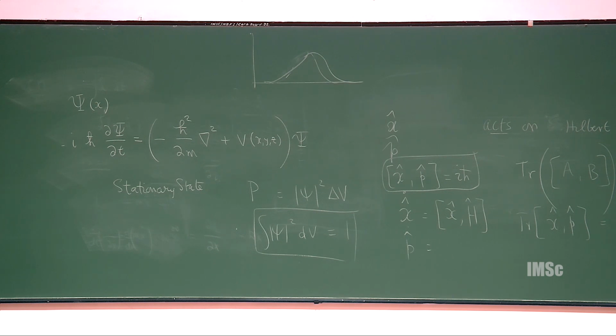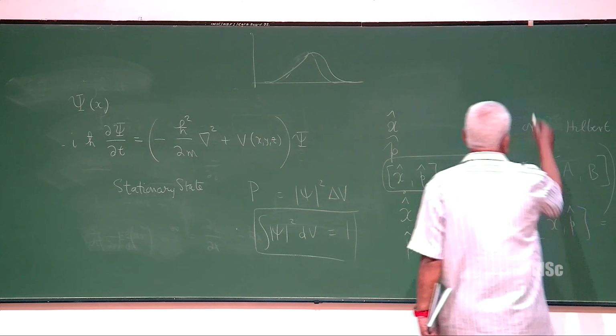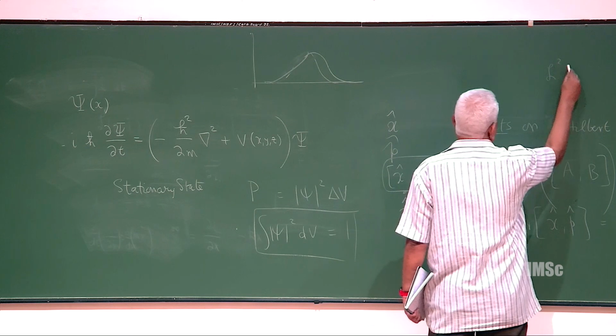For example, a function like 1 by x square plus 1, integrated dx from minus infinity to plus infinity. It goes sufficiently fast to 0 at infinity on both sides. So it's a good function. There are several functions which you can have, which are called square integrable functions. That is a class of functions which you should use, called L2 functions. There is a name for that.